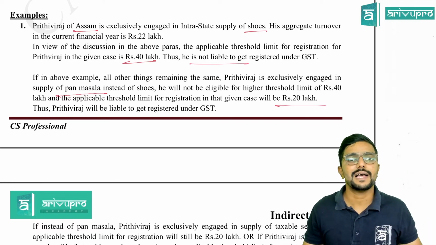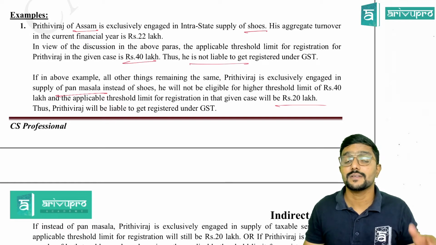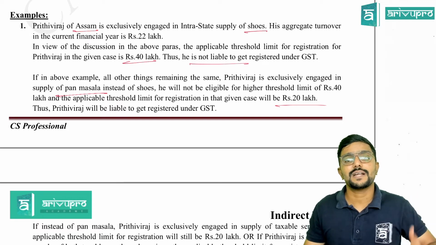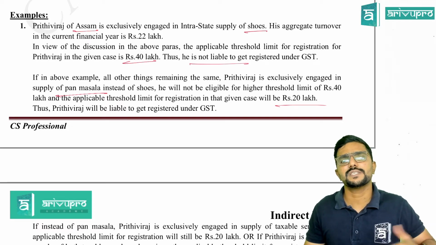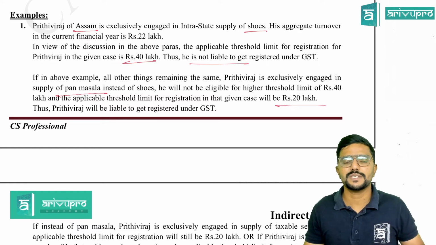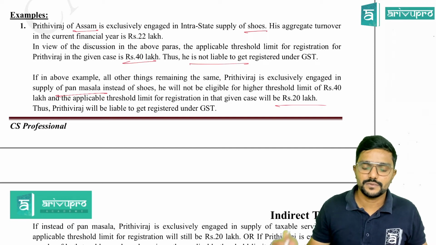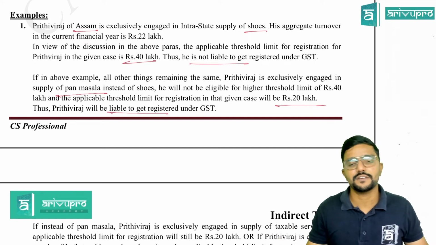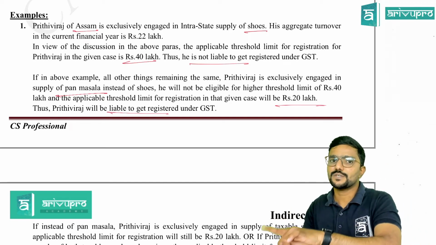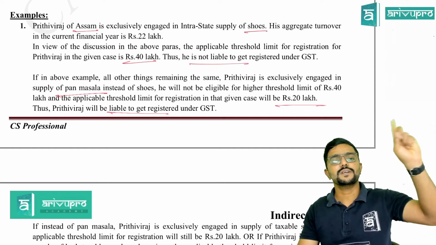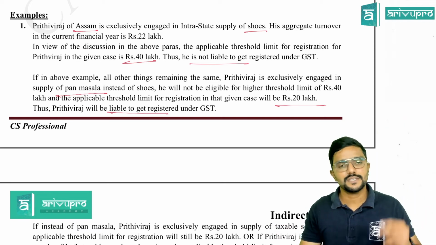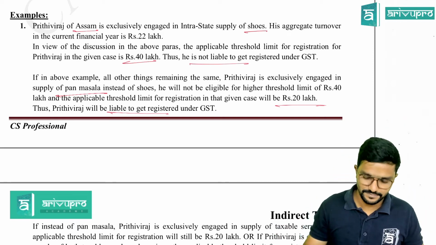20 lakh. As Punjab is as he is from Assam. So for Assam, what is the threshold limit? Normal state. For registration, it is a normal state, 20 lakh limit. Thus, Prithviraj will be liable to get registered because the threshold limit applicable for him is 20 lakh. What is his turnover? 22 lakh. Should he get registered? Yes, he has to get registered.